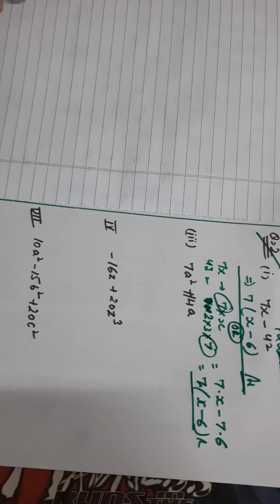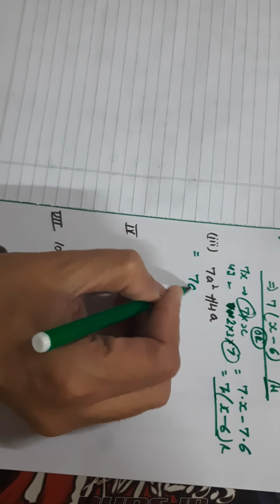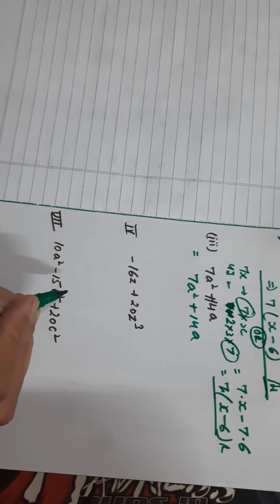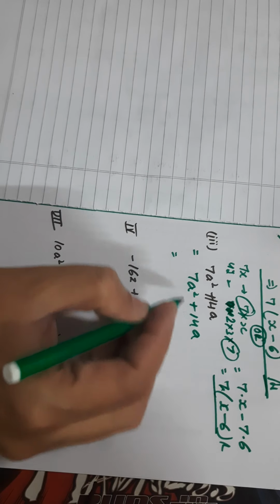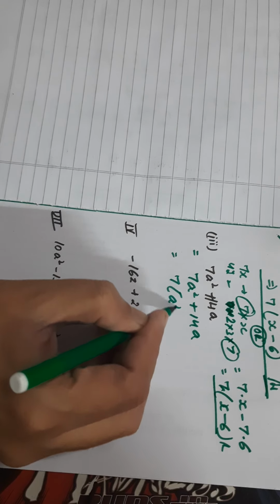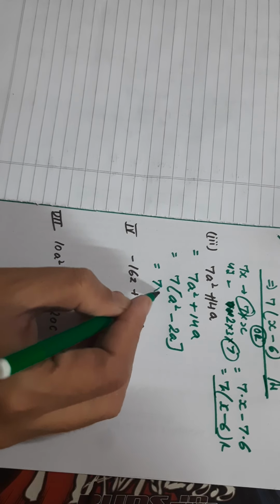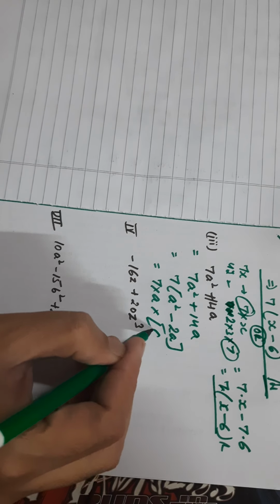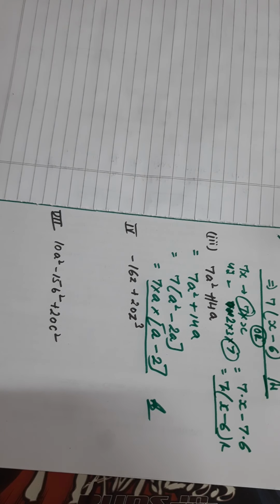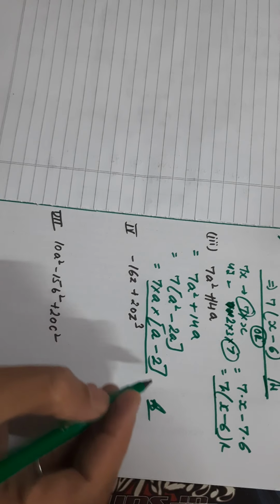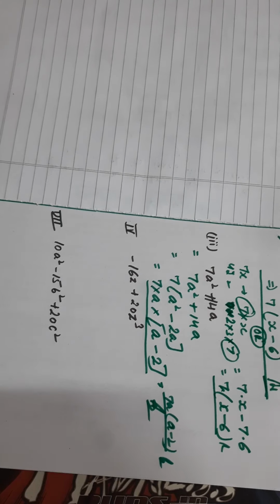In the same way, we are moving to the third part. Third part says 7a square plus 14a. Now find the factor. First of all, you can take 7 common: a square plus 2a. Here you can see a is common. 7 into a into what is left inside, a plus 2. So that will be our answer. 7a bracket start a plus 2. These will be the factors.